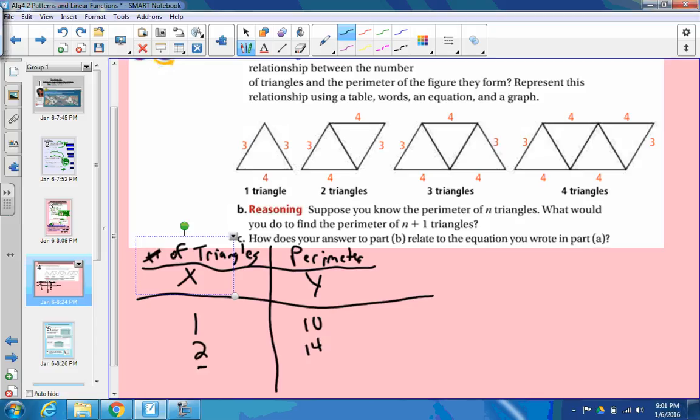Now we have three triangles, and I'm going to let you finish that. Make sure you then put those points into a graph. You explain it in words, and then you try to make an equation from it. All right, you can actually skip B and C for right now. So do that on your own, please.